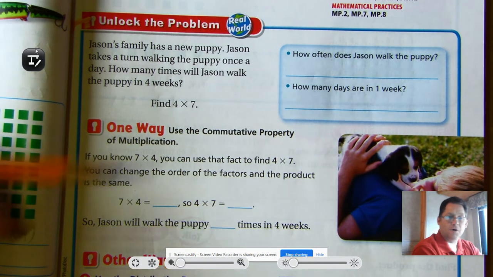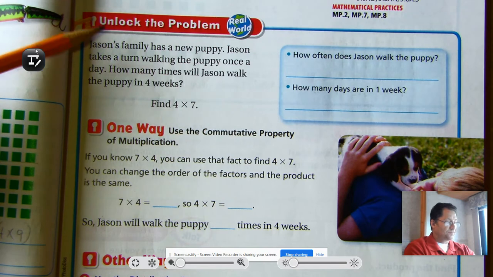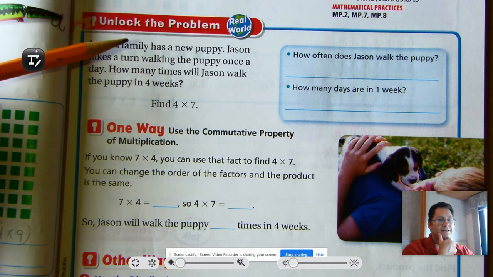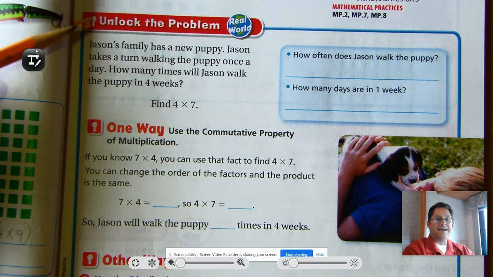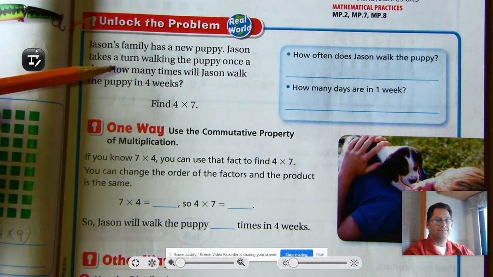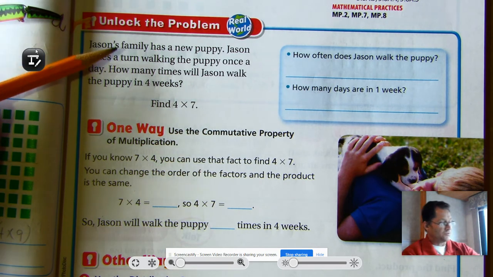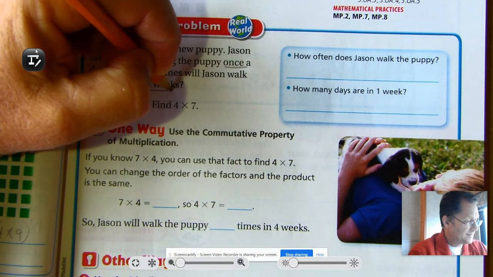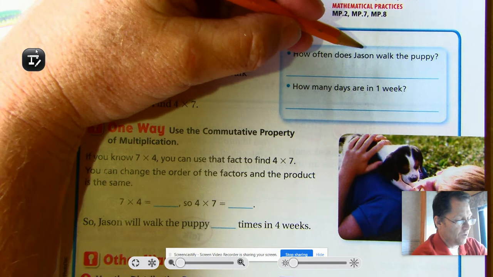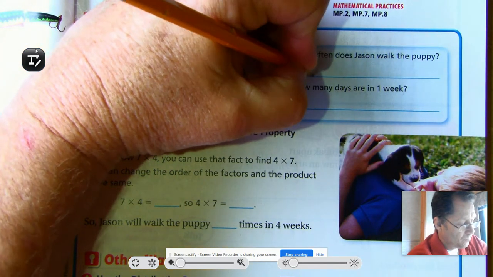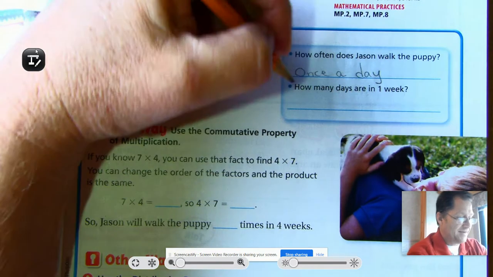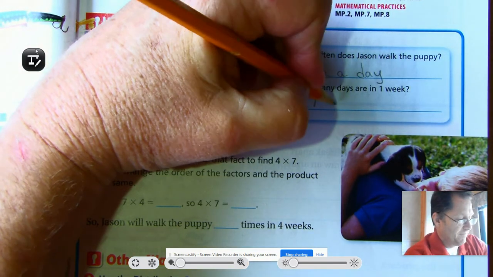So our unlock the problem today. Jason's family has a new puppy. Jason takes a turn walking the puppy once a day. How many times will Jason walk the puppy in 4 weeks? Okay, so once a day, 4 weeks. How often does Jason walk the puppy? Once a day. How many days are in 1 week? 7 days.